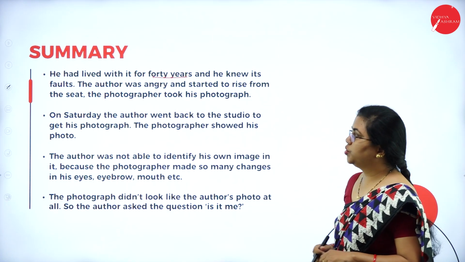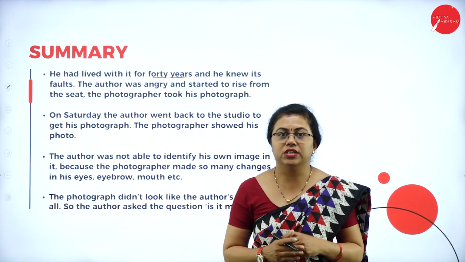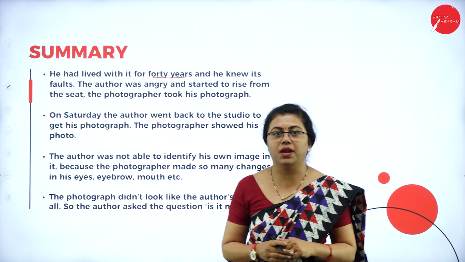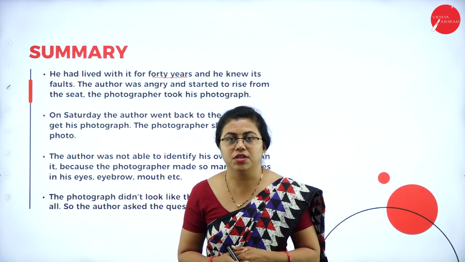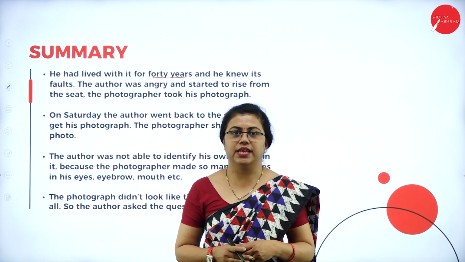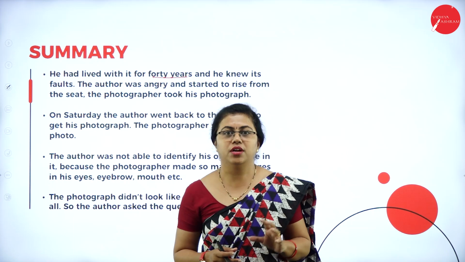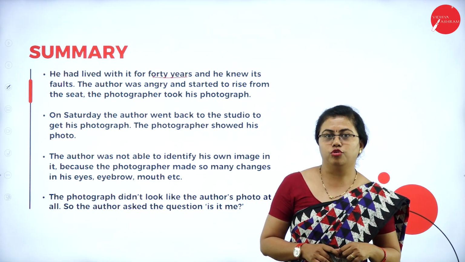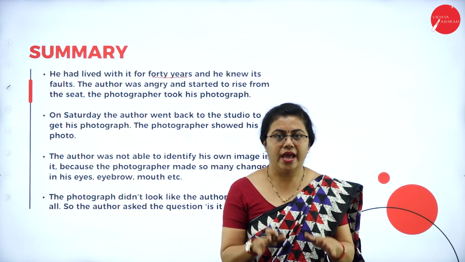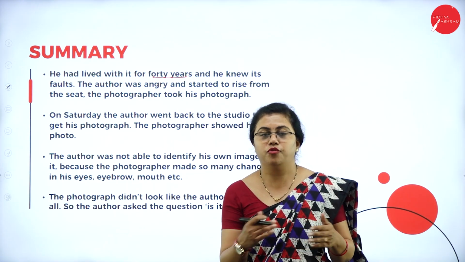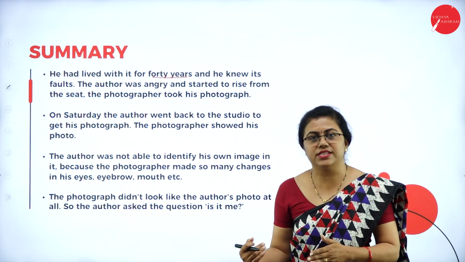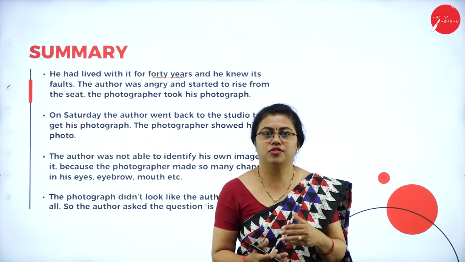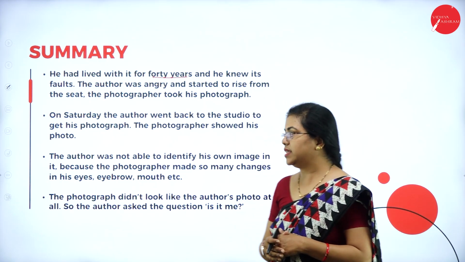The photographer took his photograph. Once the author was frustrated, he was already pissed off by the comments that the photographer had made. He just started raising up from the seat where he was sitting. He wanted to hit the photographer, but as he was rising from the seat, the photographer takes the photo of the author. So there also the photographer tries to convince him that he has taken a very good photo, even though he was trying to stand up from the place he was sitting.